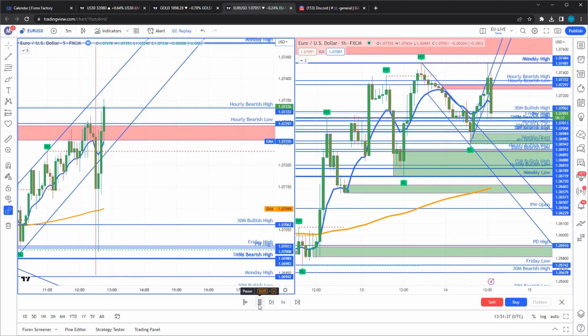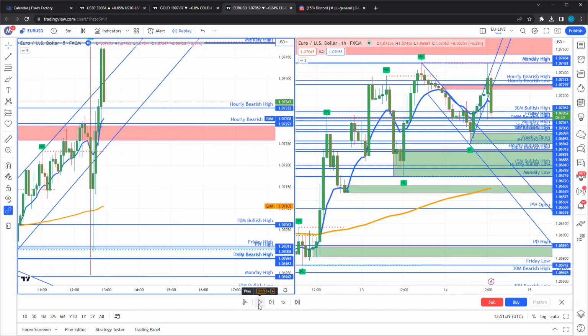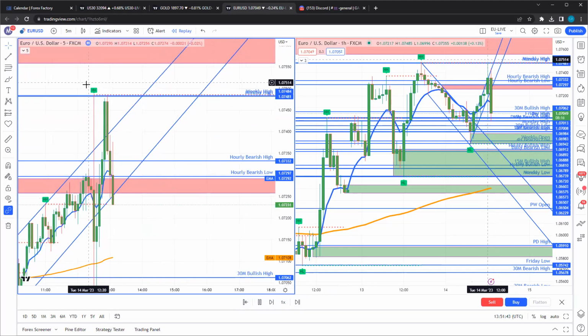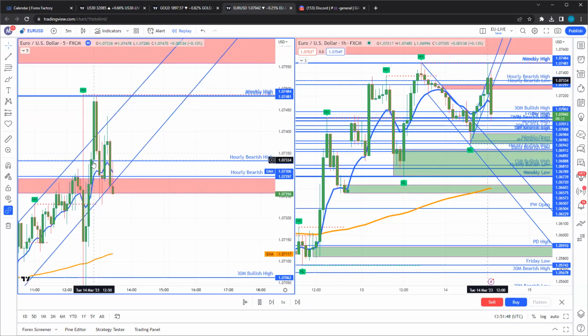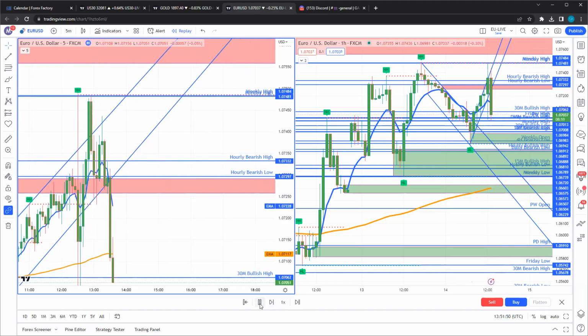And then when price kept going up, I waited for this candle, right? My stop loss was above here, and this stop loss was about 20 pips. So what I saw when this particular candle broke above the trend line, I was like, okay, maybe my stop loss is going to be hit.